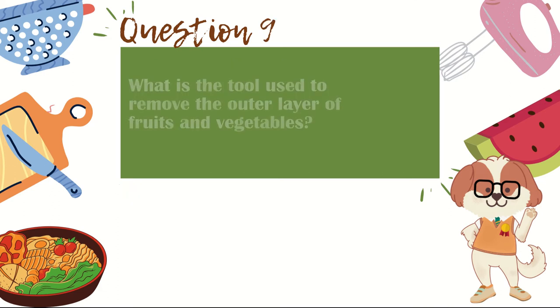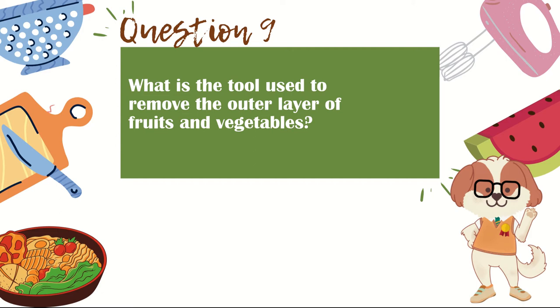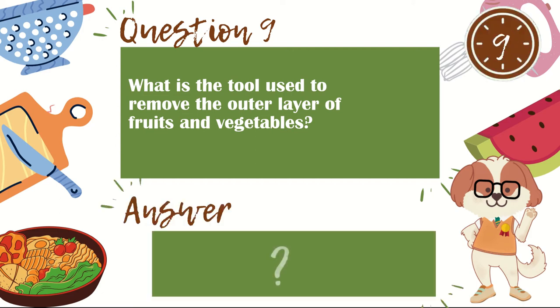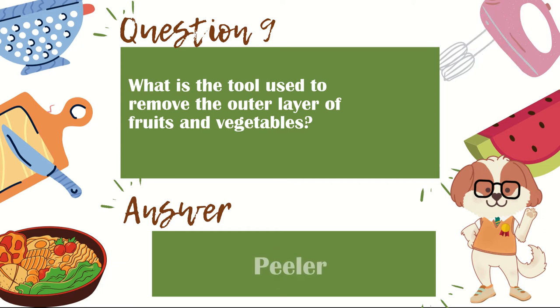Question 9. What is the tool used to remove the outer layer of fruits and vegetables? The answer is peeler.